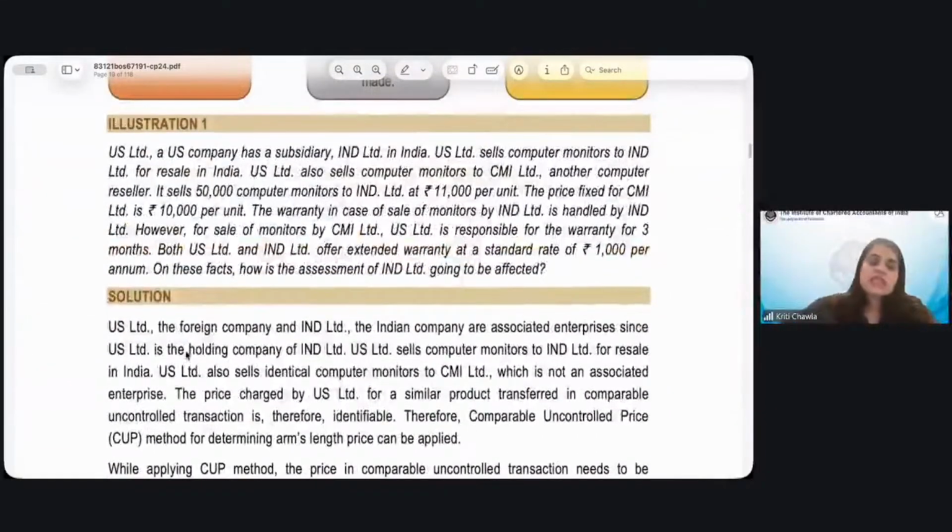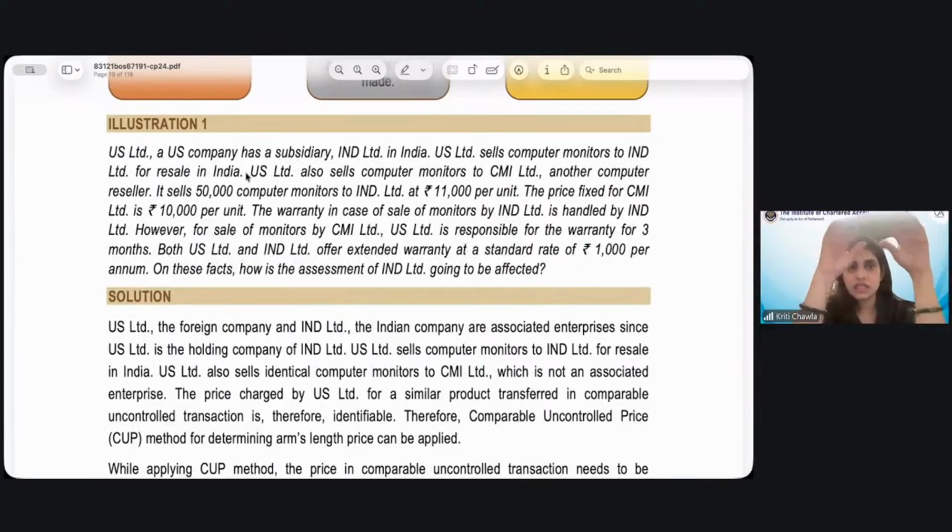Okay. So this is the illustration on the CUP method. In the CUP method, it says that US Limited, a US company, has a subsidiary, IND Limited in India. US Limited sells computer monitors to IND Limited for resale in India. Now, this is where you have to realize, I think it's also sometimes important to make a chart out there so as to understand the flow of the transaction.